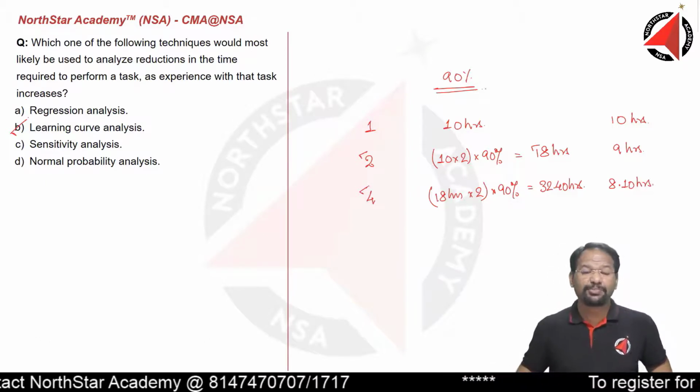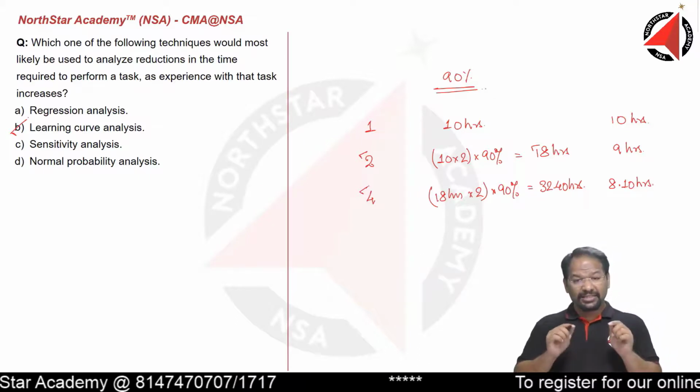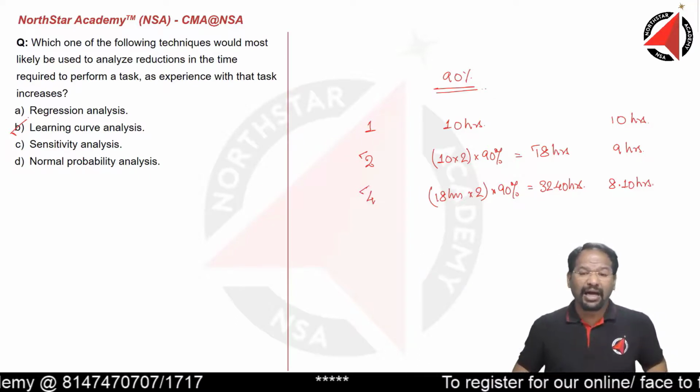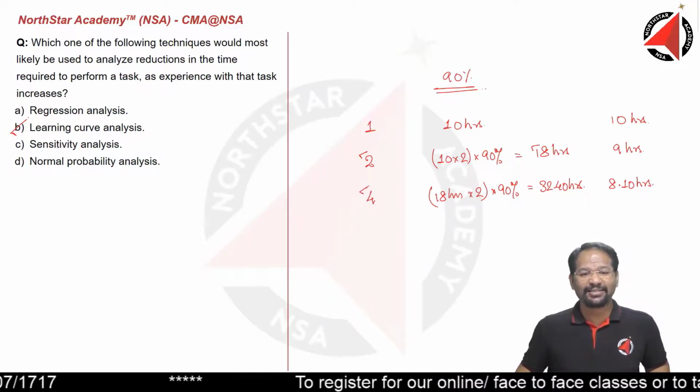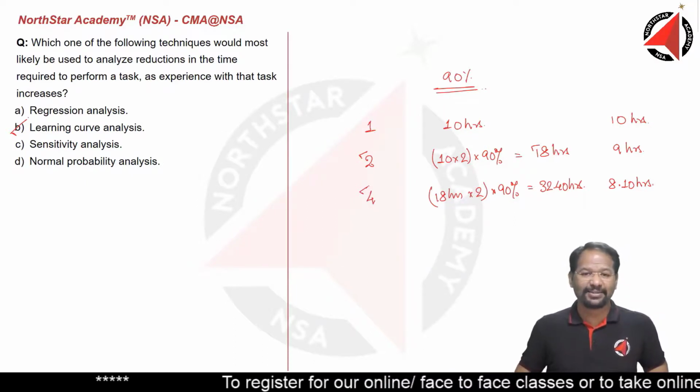So if the laborer is performing the same task or manufacturing the same product repeatedly, the average time required per unit constantly reduces. So the correct answer, like I said, is learning curve analysis.